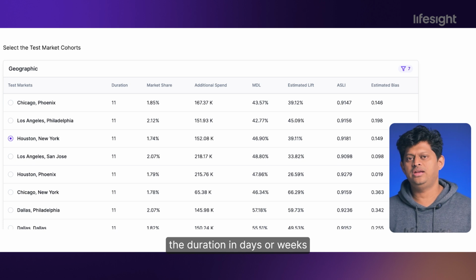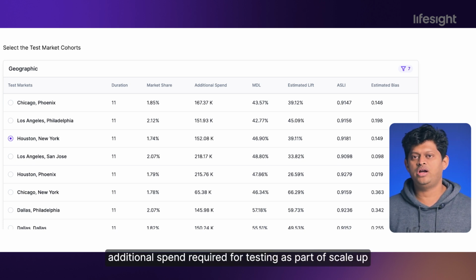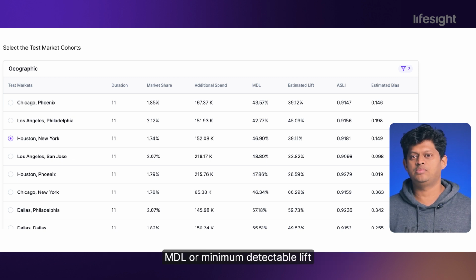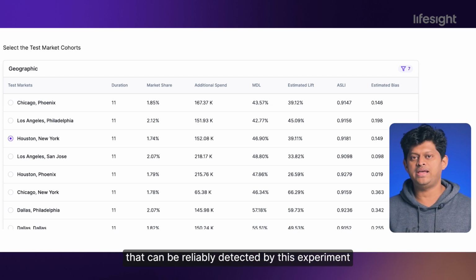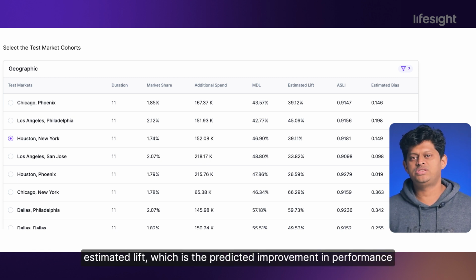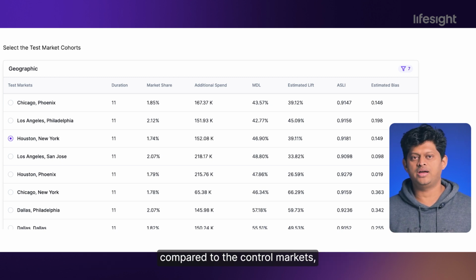The duration in days or weeks for which the test should be run. Additional spend required for testing as part of scale-up. MDL or minimum detectable lift. That is the smallest percentage change in performance that can be reliably detected by this experiment. Estimated lift, which is the predicted improvement in performance compared to the control markets.